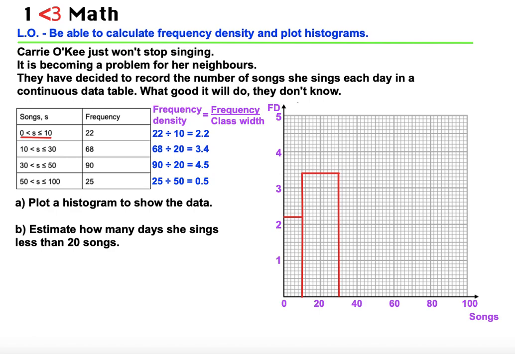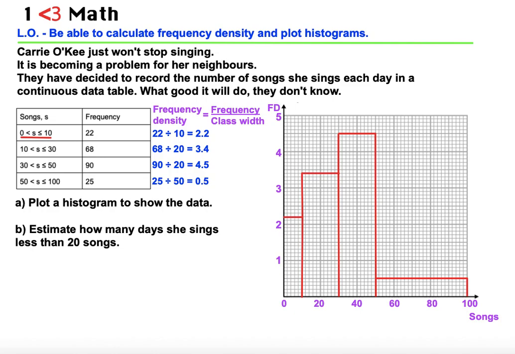The next bar is going to go from 30 to 50 with a frequency density of 4.5. So we draw that bar. And once again, we would do 4.5 times 20 if we needed to work out what that bar represented. Finally, from 50 to 100, we have a frequency density of 0.5. So we draw our bar there, and again 0.5 times 50 would equal 25 if we needed to work out the frequency.